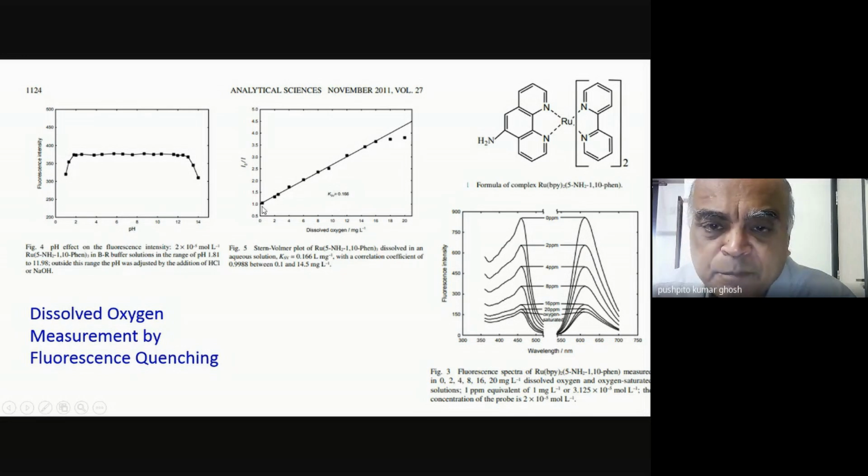So I then create a calibration plot, and now if I have an unknown sample with an unknown oxygen concentration, I will just read off my value of I0 by I and see where it is coming. Suppose it's coming here, and from here I can read off and say that it will have about 11 milligram per liter of oxygen.